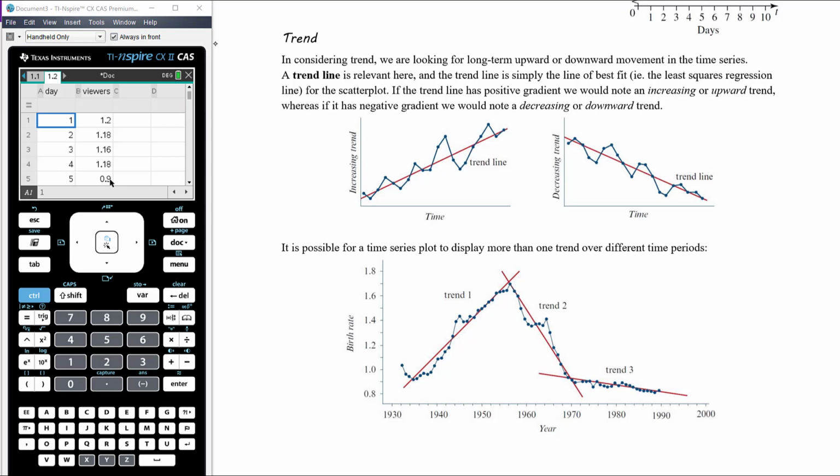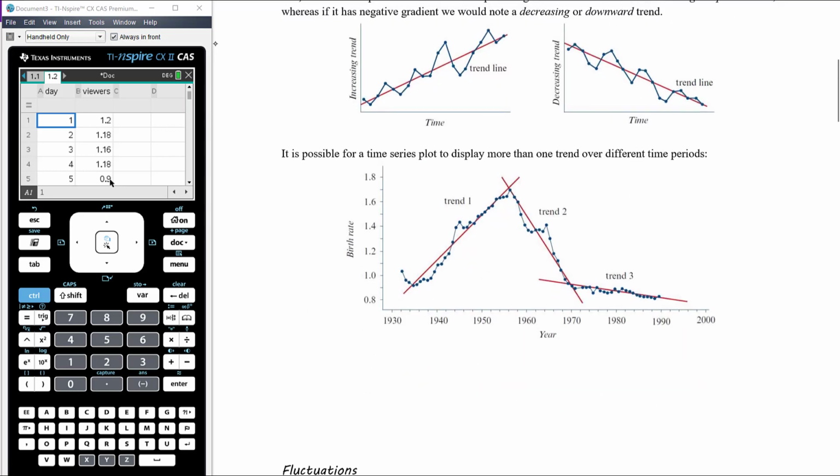If you draw your least squares regression line on the time series data, and it goes up as you go from left to right, then you have an upward trend or an increasing trend. If the least squares regression line goes down, its gradient is negative, then we have a downward trend or a decreasing trend. It's also possible for a time series plot to display more than one trend over different time periods. If you've got data on something for the last 100 years, you're going to see different trends at different times, and they might associate with different political events or different things going on in society.